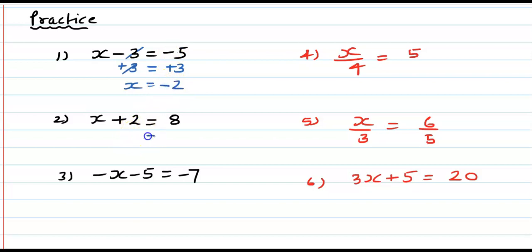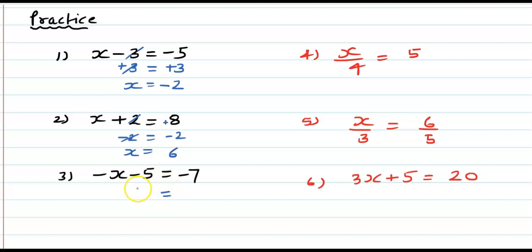Now here plus 2. Opposite of plus 2 is minus 2 both sides. So this is cancelled. X. If there is no sign, it means there is a plus sign. So opposite sign means take away. 8 take away 2 is 6. So x equal to 6.